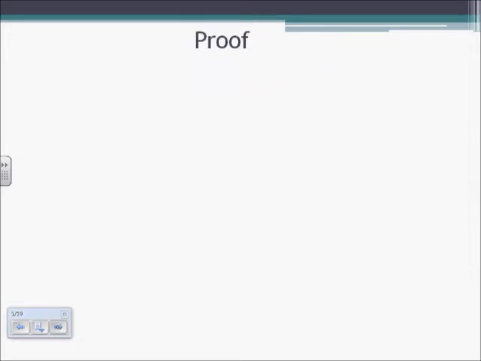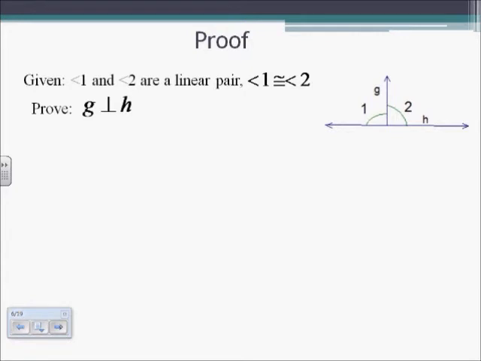Alright, very good. Let's take a look at our next one. Given angle 1 and 2 are a linear pair, and angle 1 is congruent to angle 2, prove that G is perpendicular to H. Again, we're proving that theorem from this section, so we can't just use the fact that we know that it's perpendicular. We have to show it.